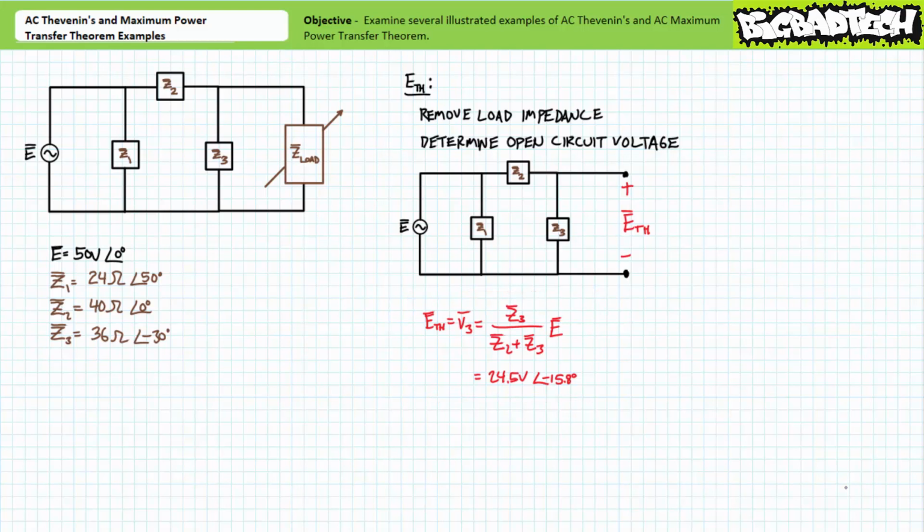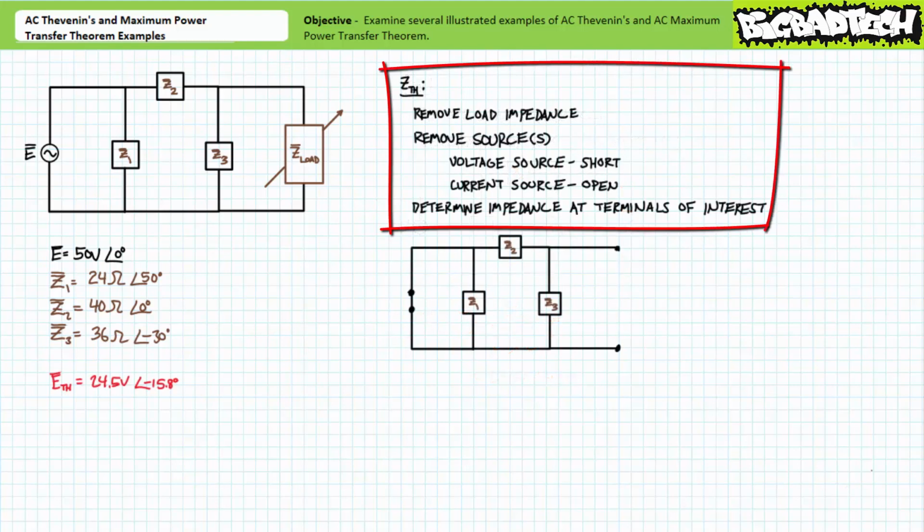Let's set these calculations aside and move on to solving for the Thevenin's equivalent impedance, ZTH. Solving for the Thevenin's equivalent impedance also necessitates the removal of the variable load impedance. Additionally, one must remove the source, or sources from consideration. One removes a voltage source by replacing it with a short. One removes a current source by replacing it with an open. Finally, one determines the impedance of the modified circuit at the terminals of interest.